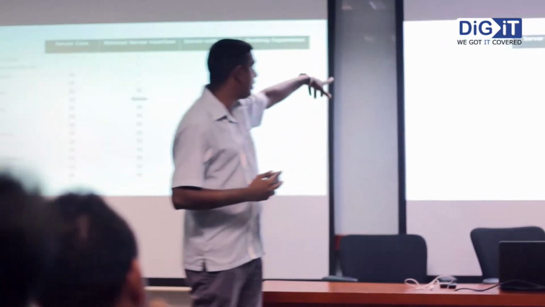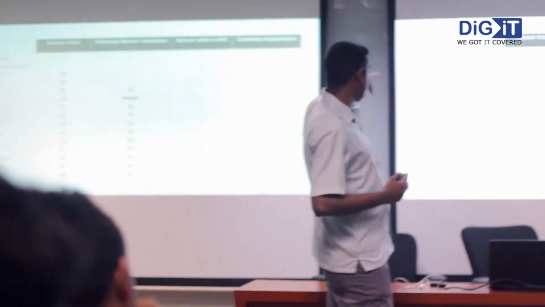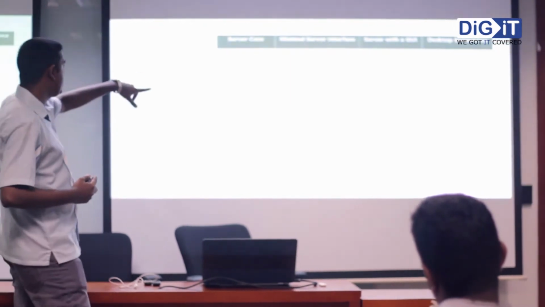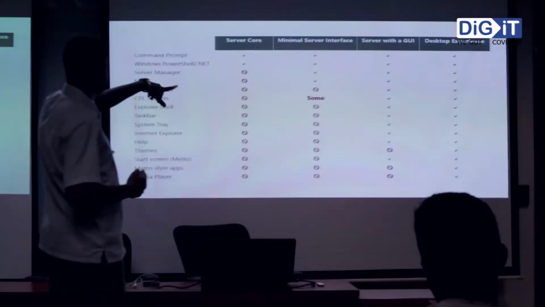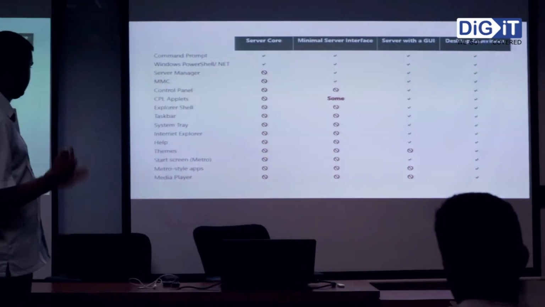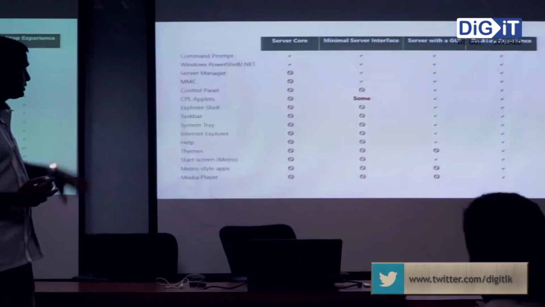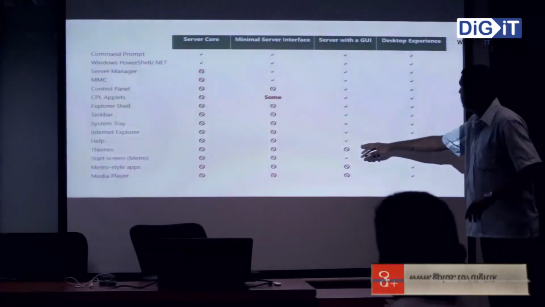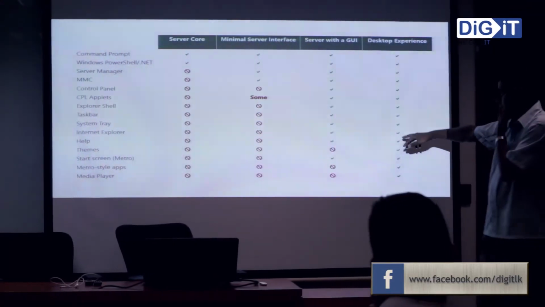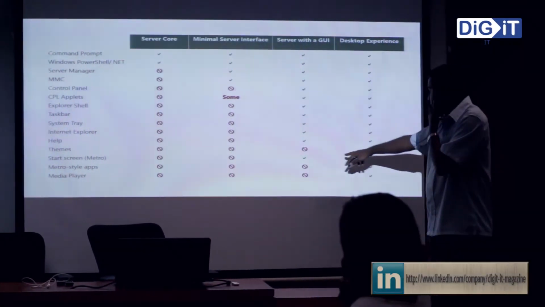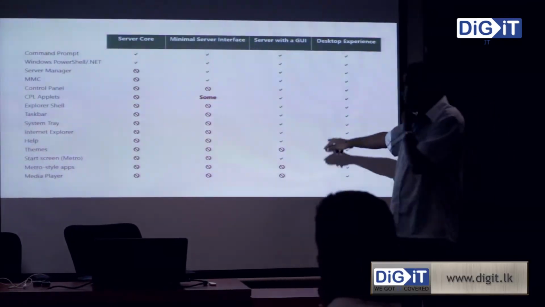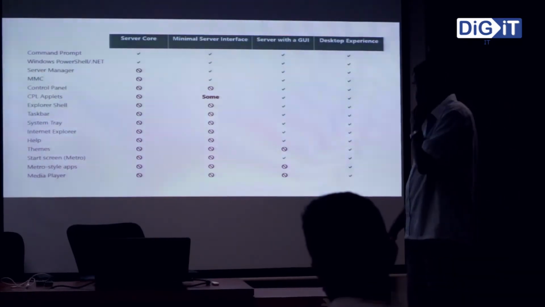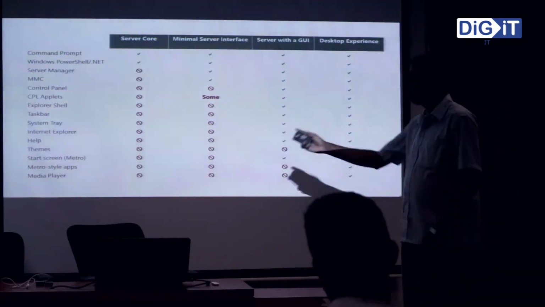You can see that Server Core only supports the command prompt, and it supports PowerShell and the .NET Framework. Minshell supports Server Manager and other MMC snap-ins. You can't get Control Panel and some others. And for Server with GUI, you can see the difference between Server with GUI and Server with Desktop Experience included. You can't install any other theme, but if you install Desktop Experience, you can have your own theme. You can install Metro style apps and even the media player.